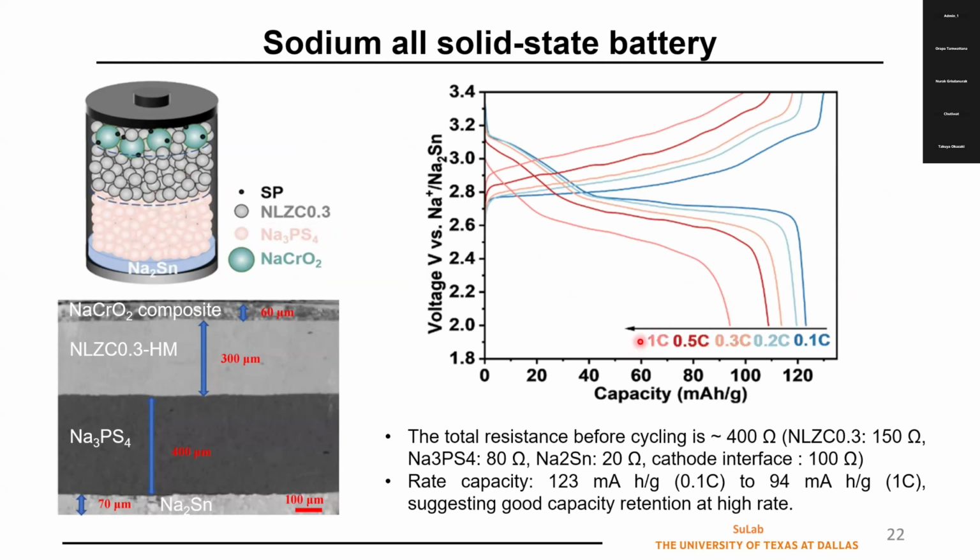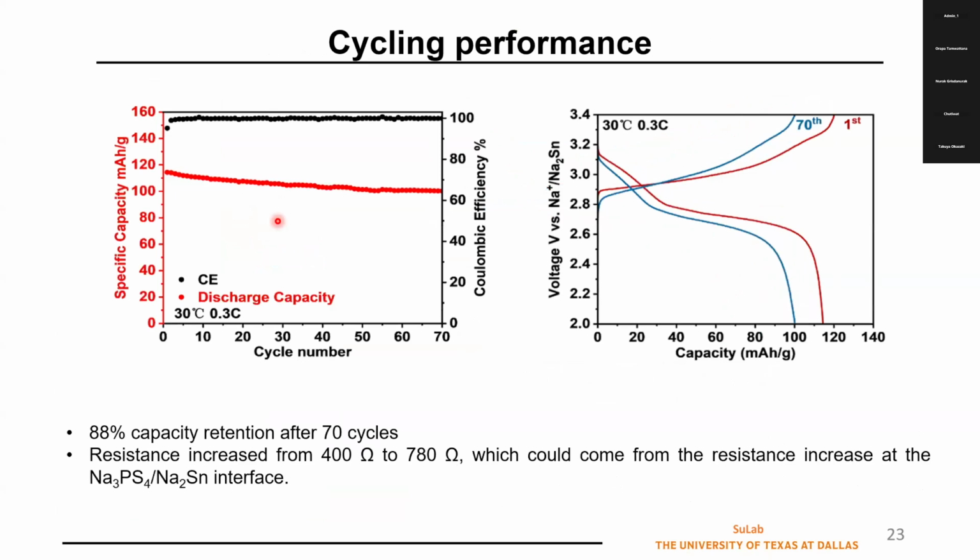And here's the rate performance of the battery. At 1C, the battery can still achieve around 90 mAh per gram. The rate performance is pretty decent. And we also test the cycling stability of this battery. It can last over 70 cycles. And the main reason for the capacity fade is coming from the impedance increase.